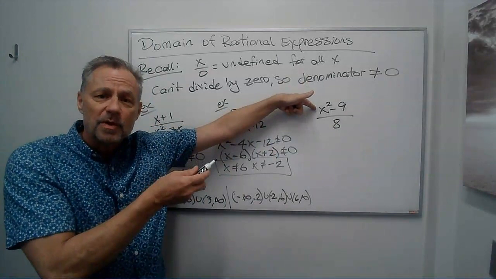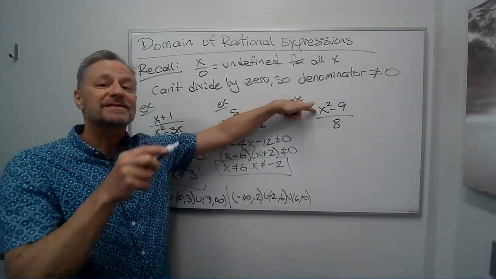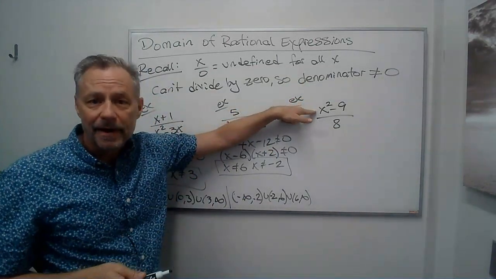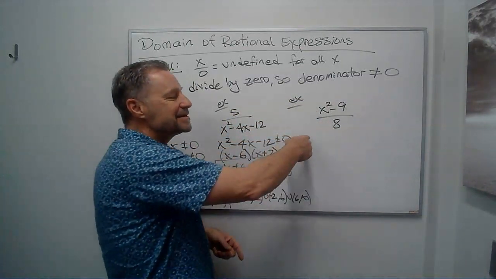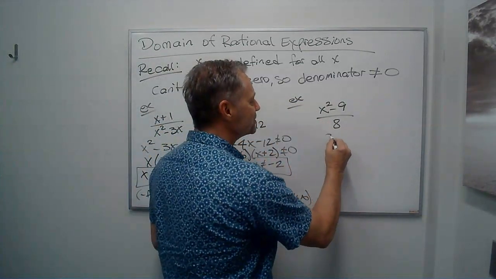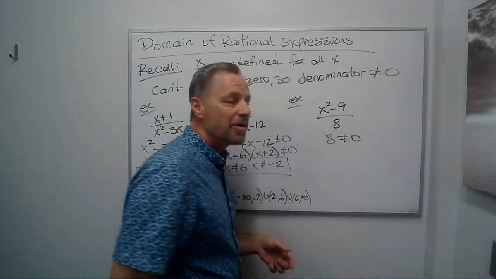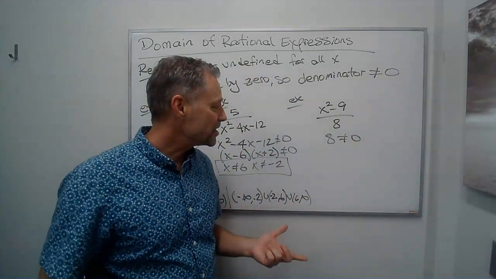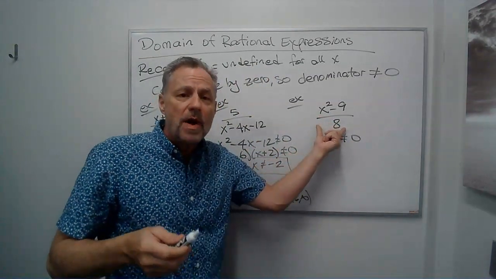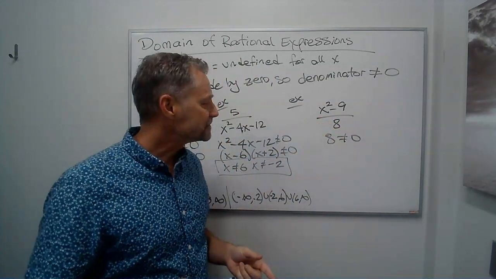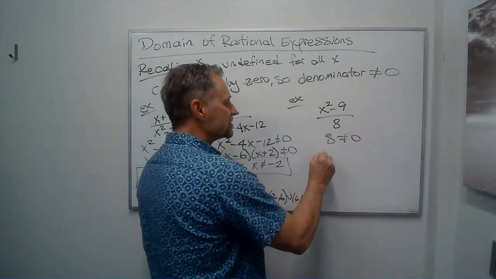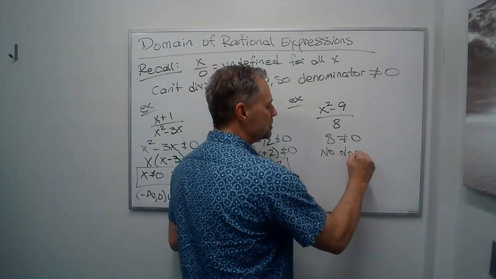On top, x squared minus 9, I see that's the difference of 2 squares. I can factor that, but I don't care. All I care about is the denominator. The denominator can't be 0. This time the denominator is a constant. We know 8 can't be 0, but 8's not 0. So there's no x value I can plug in that's going to make the denominator 0. It's always going to be 8 in this case. So what I say is no domain restrictions.